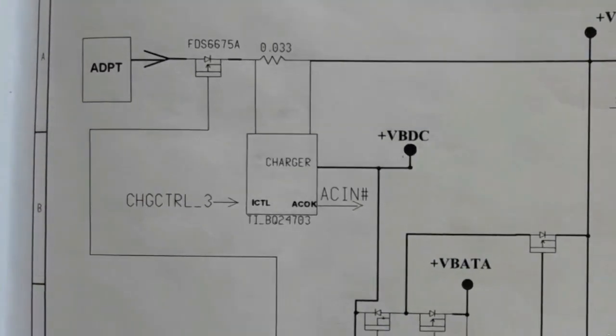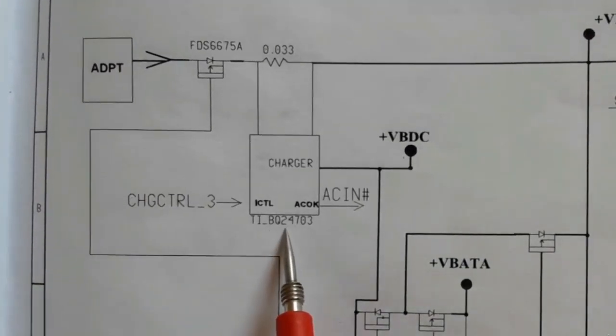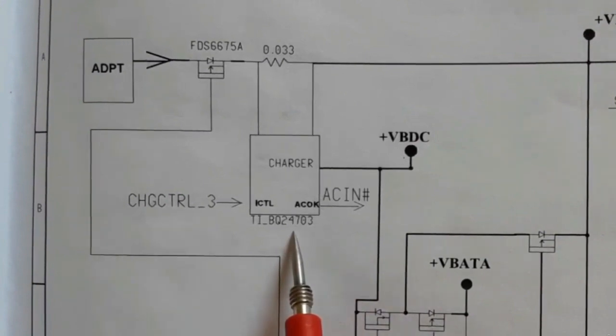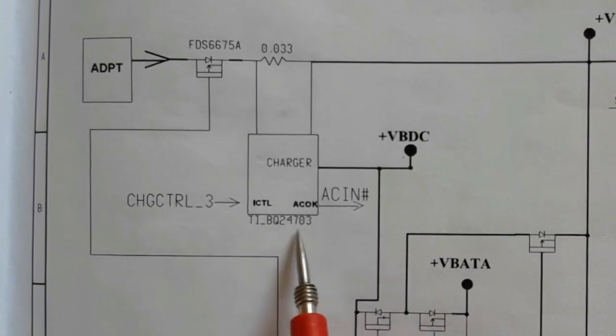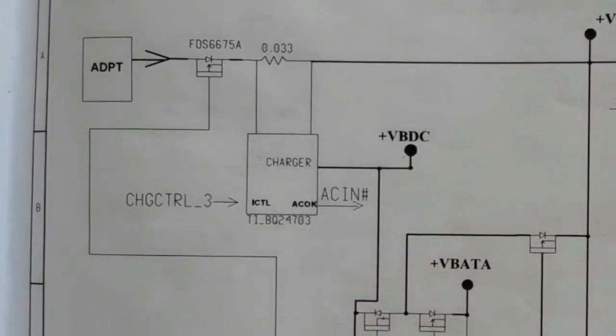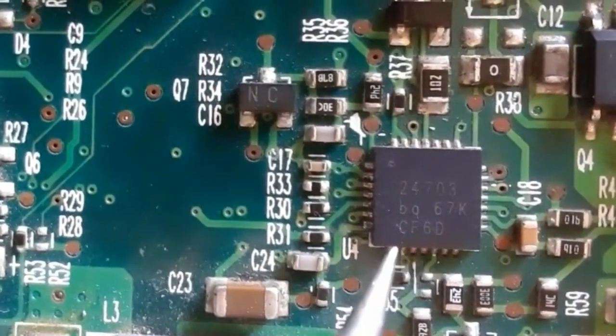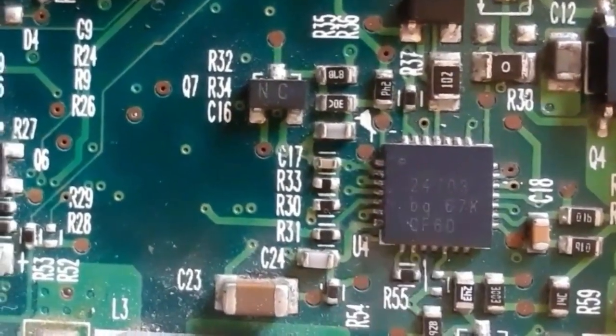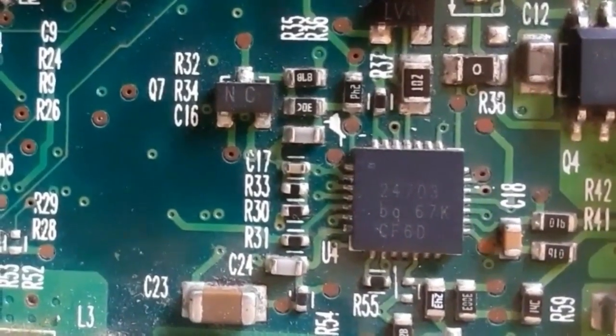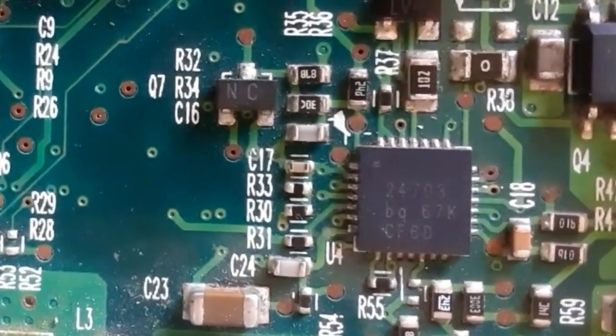Now we're going to see all these ICs that we have seen in the schematic in a real motherboard. So we will begin with the BQ. We will begin with this IC, the charge IC, BQ24703. So this is it. As you can see here, we have 24703. As you can see, this is the charge IC. Okay, so this is the charge IC.